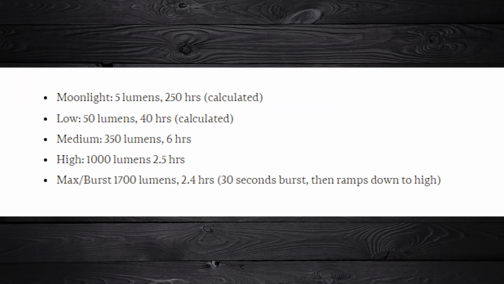All right, so now let's take a look at the lumens and runtime. Moonlight is 5 lumens, has a runtime of 250 hours. Low is 50 lumens, has a runtime of 40 hours. Medium is 350 lumens, has a runtime of 6 hours. And High is 1,000 lumens, and you get 2.5 hours of runtime.